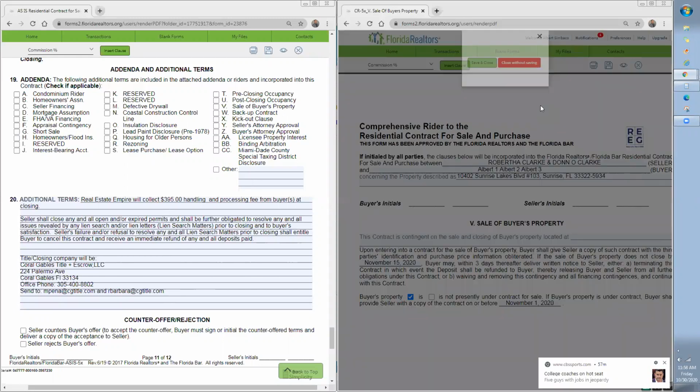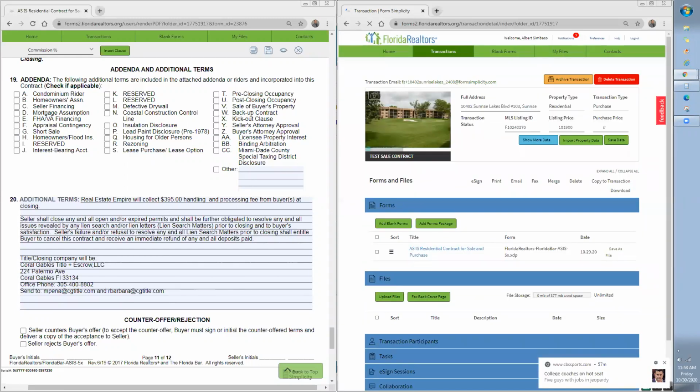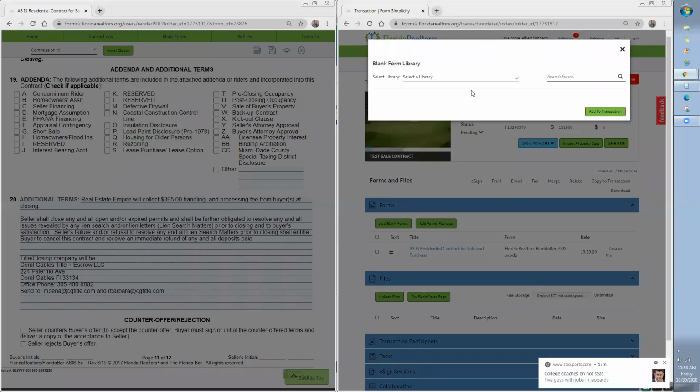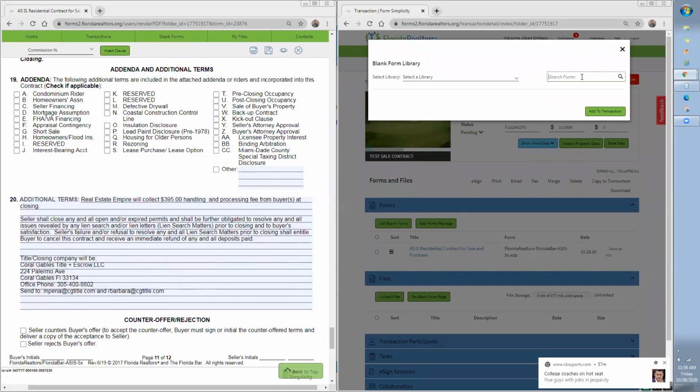All right. Almost done here. So now we have the backup contract. Okay. There are going to be times where you are going to make an offer and the agent is going to tell you, hey, we already have an offer on this property that's been accepted, but we are willing to accept yours as a backup offer. Okay.